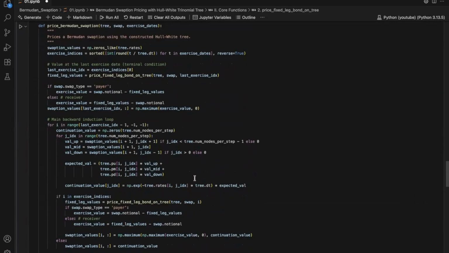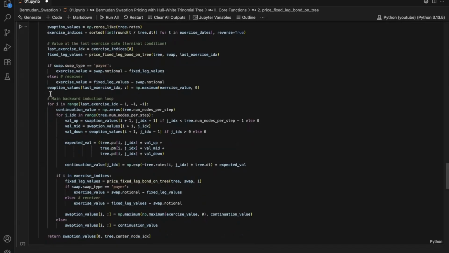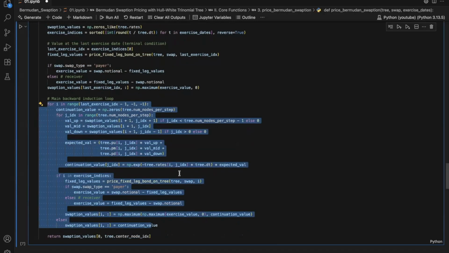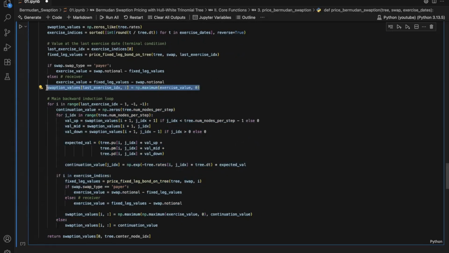fixed leg. Now, this is the final valuation step and function, the pricing Bermudan swaption function. We use backward induction, starting from the swaption's final maturity and stepping back to time zero. At the last exercise date, the value of the swaption at each node is simple. It is the intrinsic value, which is the maximum of zero and the exercise value we calculate using our bond pricing function. Then we step backward at each node i, j.